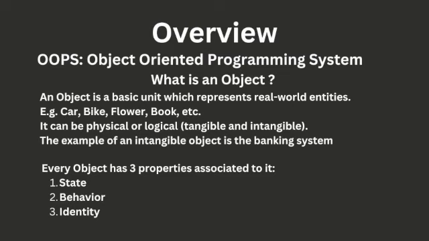The object can be physical as well as logical. For example, a physical object is like a car or a bike, and a logical object is like a banking system. So how do we identify the object? There are three properties associated with every object, which are its state, its behavior and its identity.